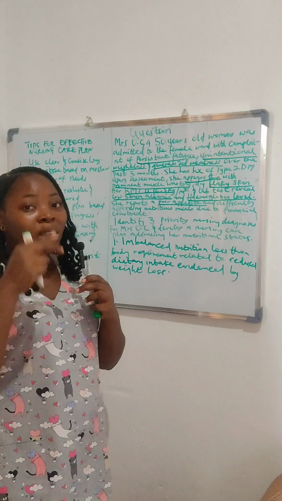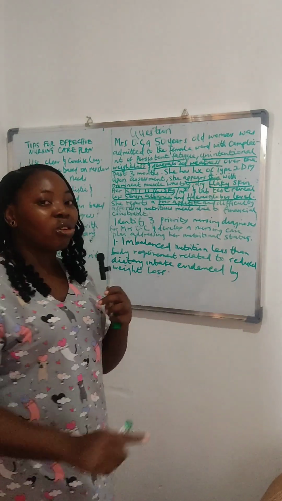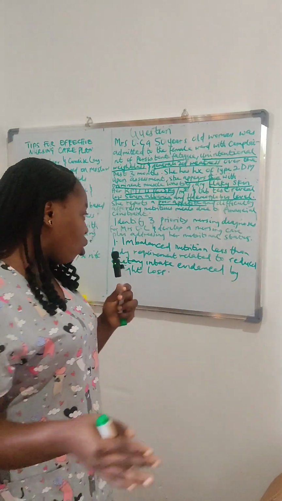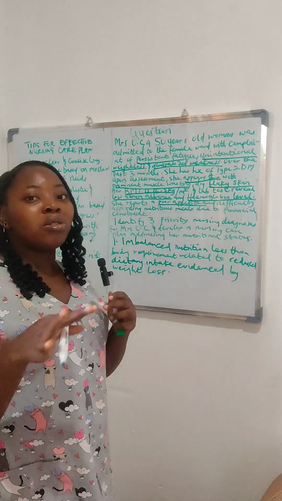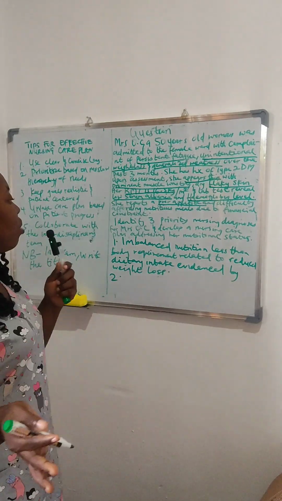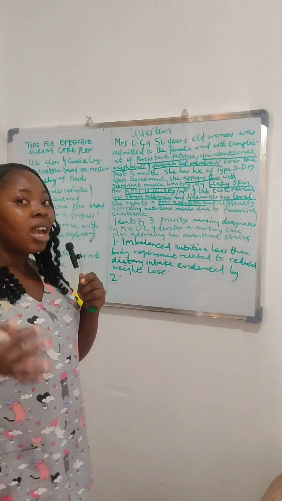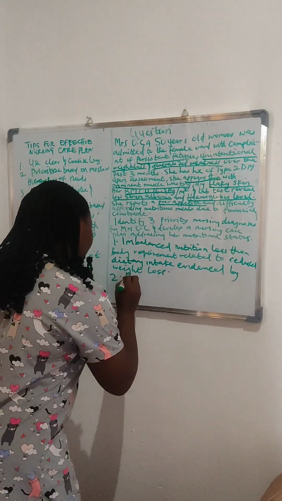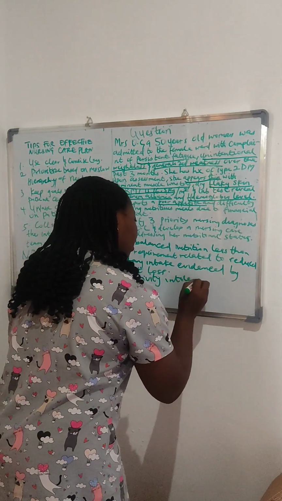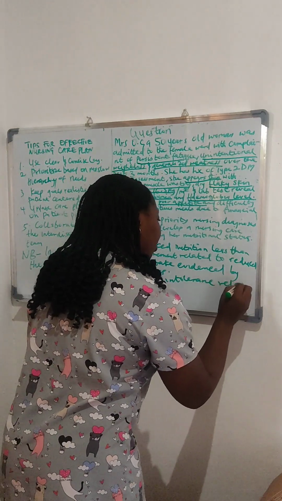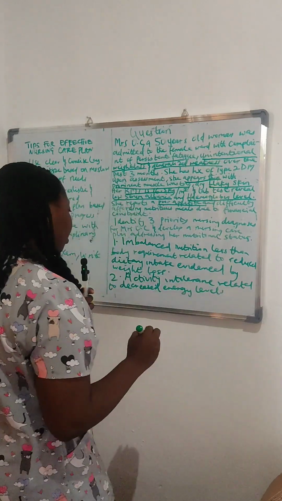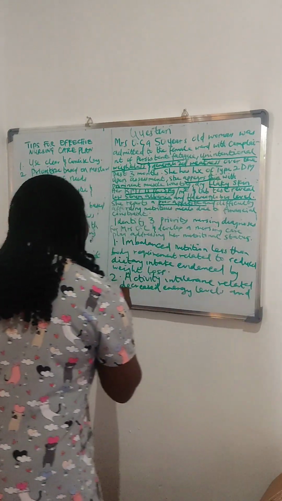The reason we put imbalanced nutrition first is that it affects vital organs, because you need food for your body to function. It affects even the immune system. The second one is, since our patient has generalized weakness and muscle wasting, the patient will not be able to tolerate activity. So we have activity intolerance, related to decreased energy level and muscle wasting.